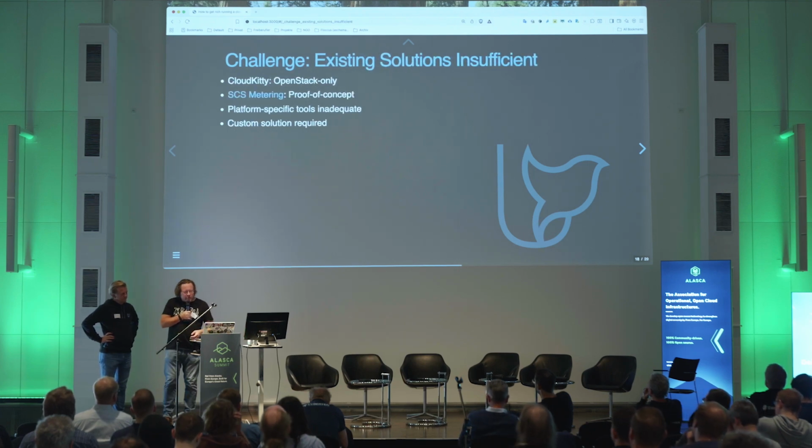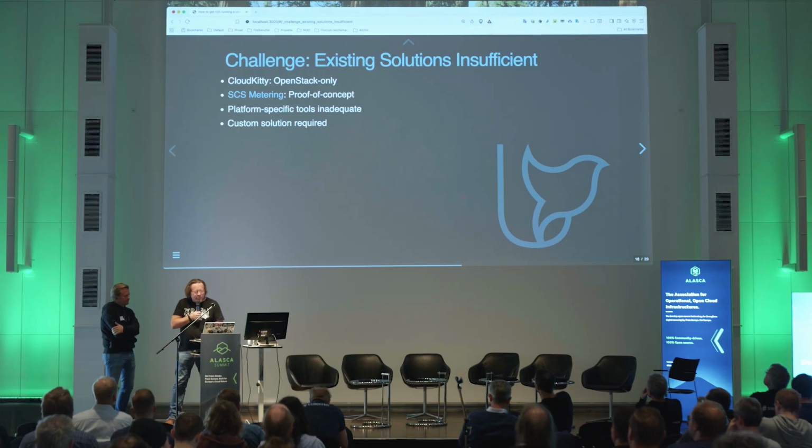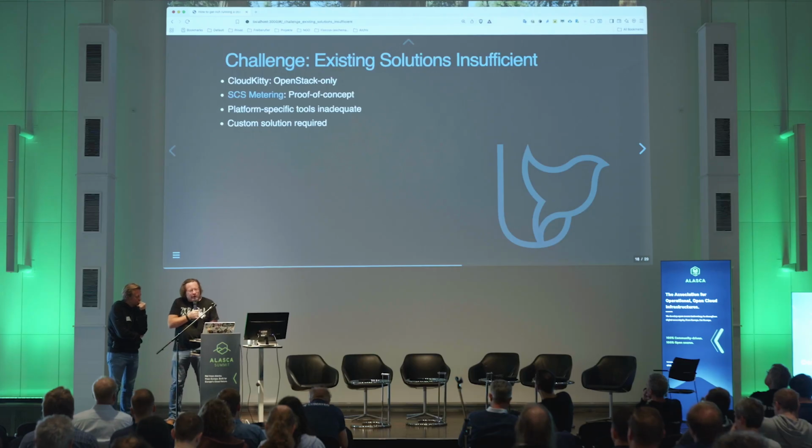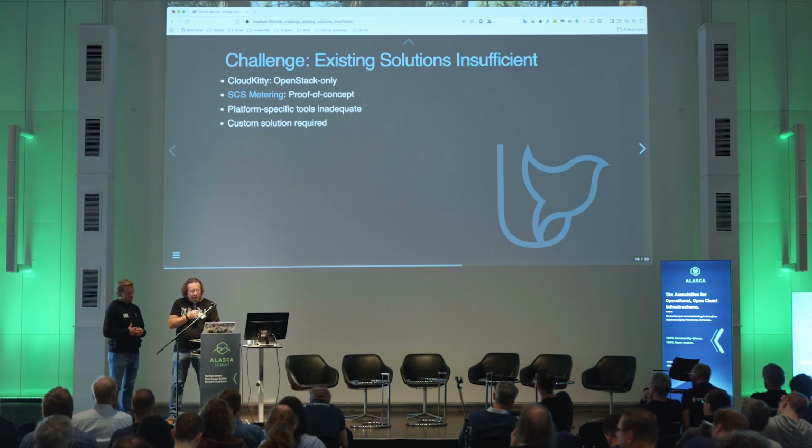And then we looked into existing solutions, so maybe not start from scratch, but find something as a good starting point. In OpenStack there is already CloudKitty, but we wanted to be multi-cloud, so CloudKitty was not the right way to go, besides other means. However, what was a good starting point for us was the SCS metering. There was a proof of concept done some 2 or 3 years ago, I think, and we started with that, at least for the OpenStack approach.